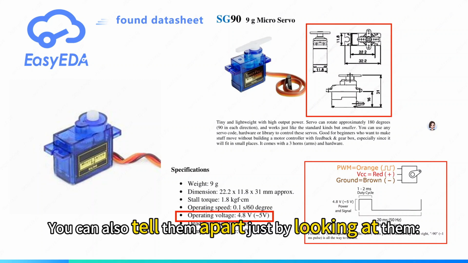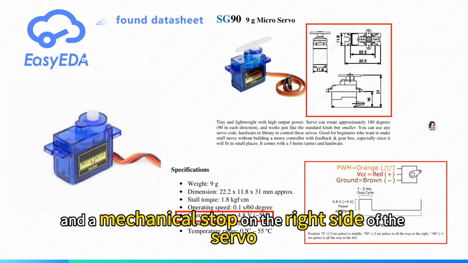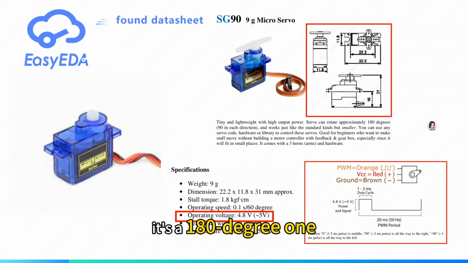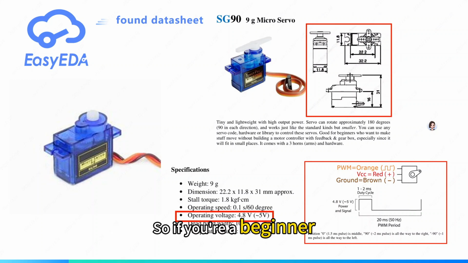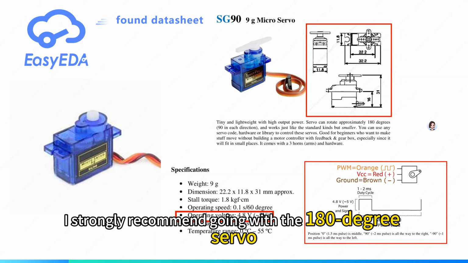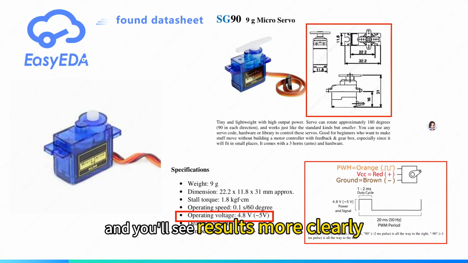You can also tell them apart by just looking at them. If there's an angle sensor and a mechanical stop on the right side of the servo, it's a 180-degree one. If it's just empty, it's more likely a 360-degree servo. So if you're a beginner, I strongly recommend going with the 180-degree servo. It's much easier to work with and you will see results more clearly.